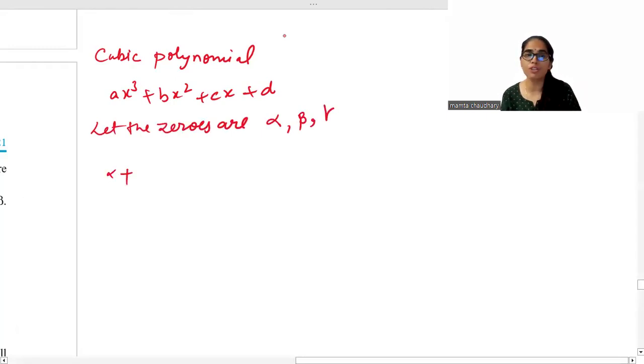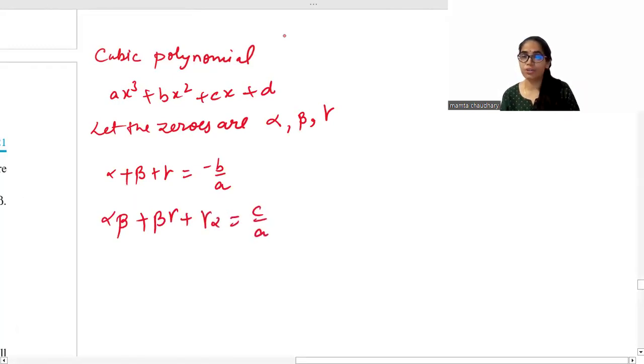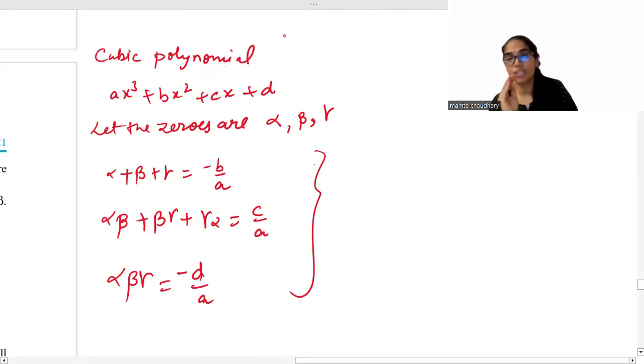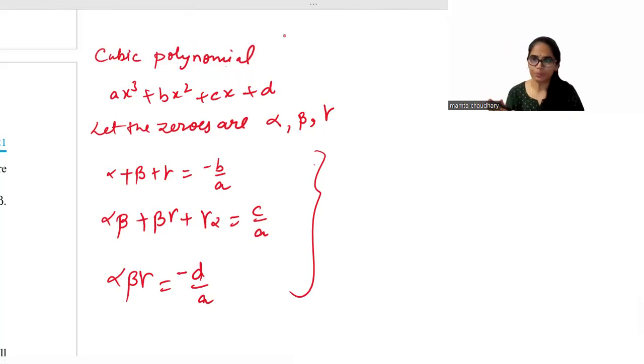Then first, sum of zeros, alpha plus beta plus gamma. It will be minus b upon a. Second one, alpha beta plus beta gamma plus gamma alpha. It will be what? c upon a. Negative, positive. Now next one will be negative. Absolutely correct. You got the pattern. Alpha beta gamma equals, after c, what is it? d. So d upon a, negative. Why? Negative, positive, negative. So minus d upon a. So this is the relation between zeros and coefficient of cubic polynomial.